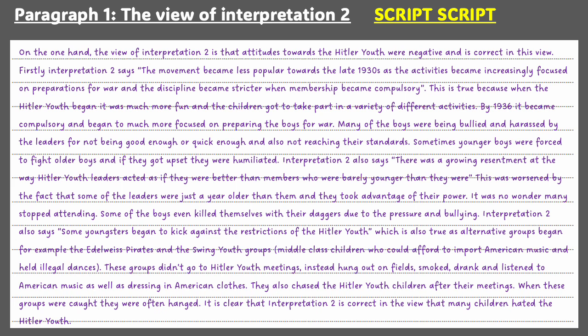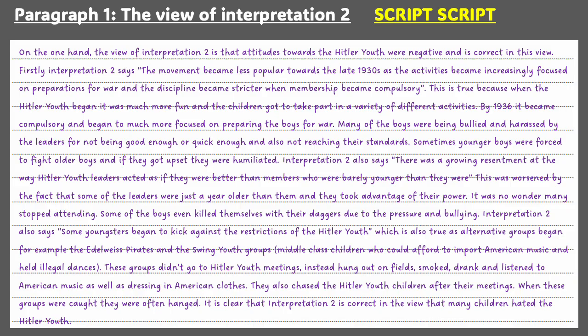All right, so we're going to start with our script, as always, the start of this thing, on the one hand. And because this is a genuine two-sided argument, there's no third part now, unlike the Elizabeth 16 markers or the medicine 16 markers. This is literally two-sided, one side versus the other. So we can use on the one hand, the view of interpretation 2 is that attitudes towards the Hitler Youth were negative and is correct in this view.